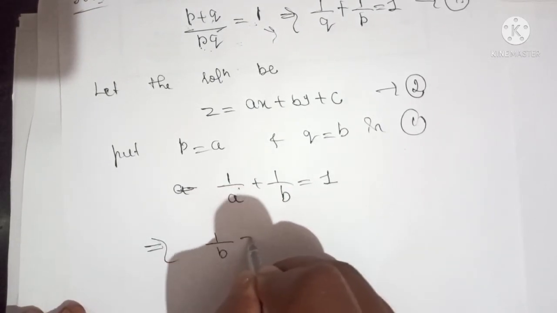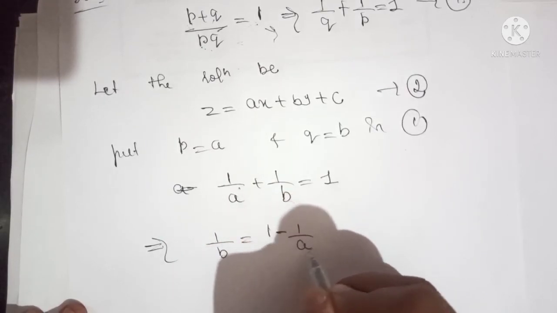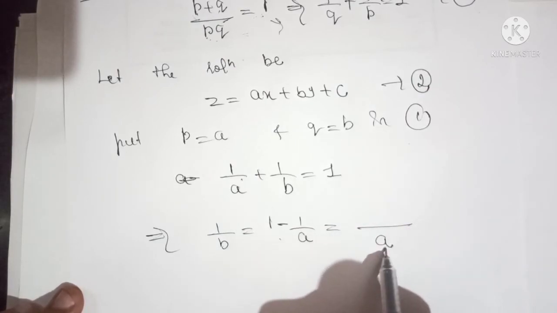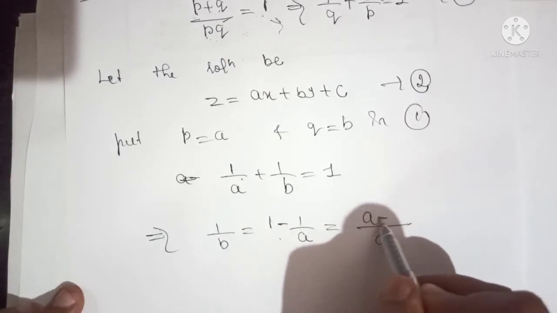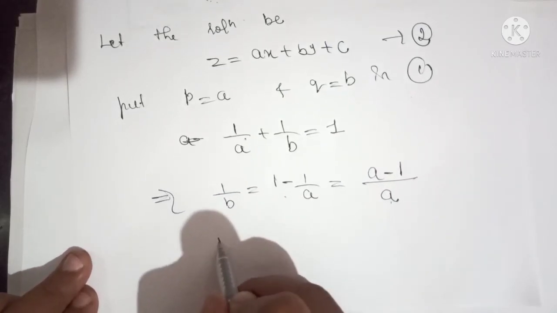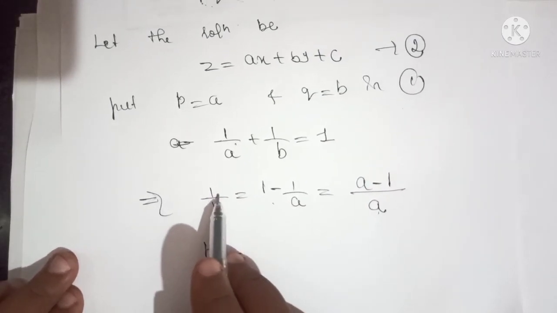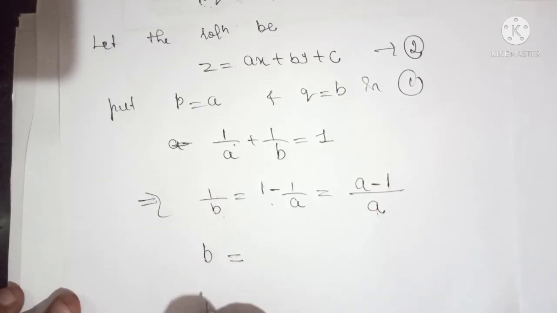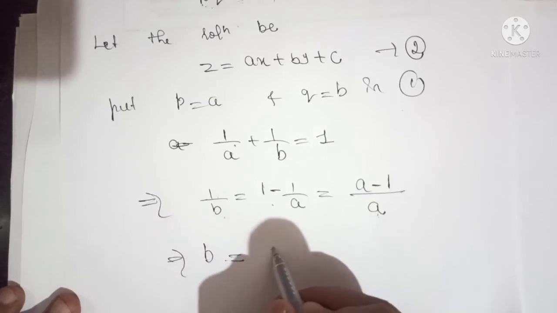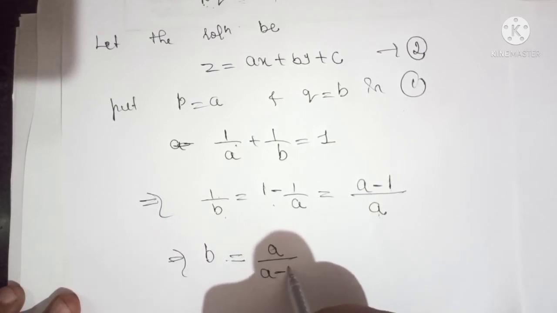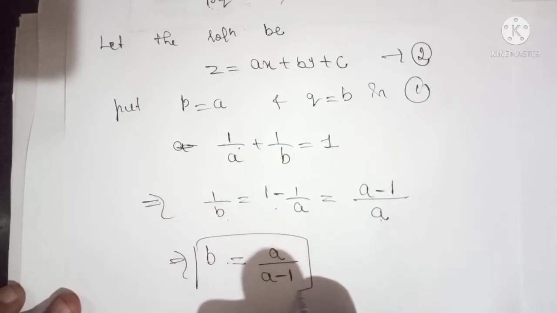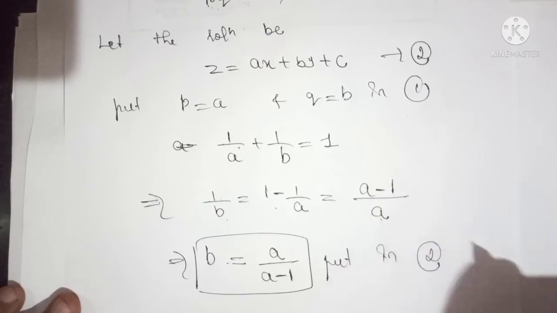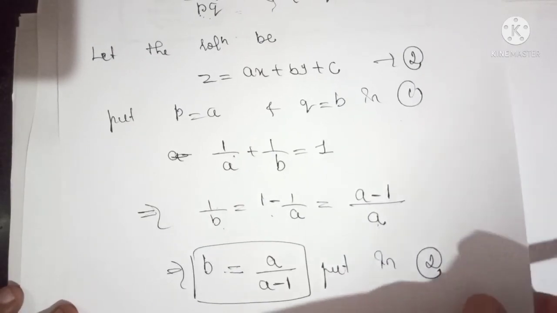Now 1 by b value is equal to 1 minus 1 by a. So taking a as the LCM we get a minus 1 divided by a. So we have got 1 by b equals a minus 1 divided by a. Taking reciprocal we get b equals a divided by a minus 1. Now substitute this value in equation 2, so that we get the complete solution.